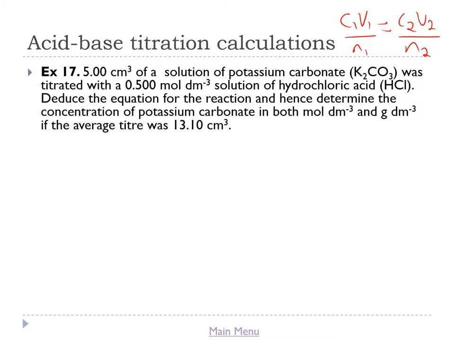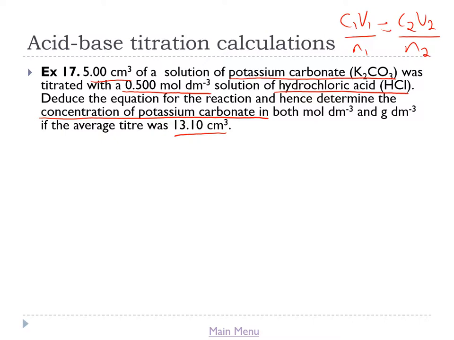So let's have a look at this example 17. 5 centimetres cubed of a solution of potassium carbonate, K2CO3, was titrated with 0.5 moles per decimetre cubed hydrochloric acid, HCl. Deduce the equation for the reaction and hence determine the concentration of potassium carbonate in both moles per decimetre cubed and grams per decimetre cubed, if the average titre was 13.1 centimetres cubed.